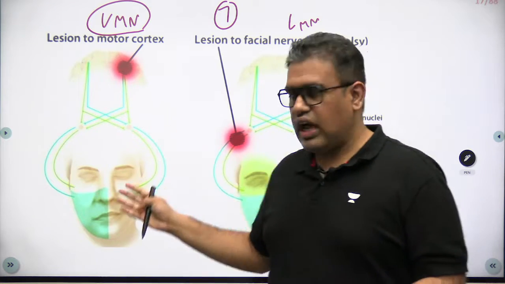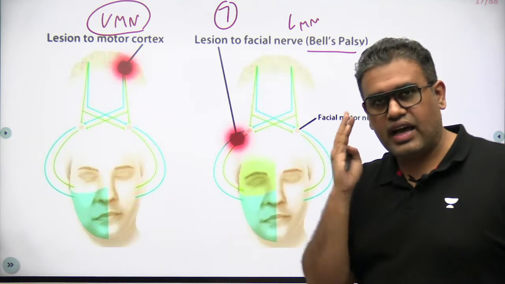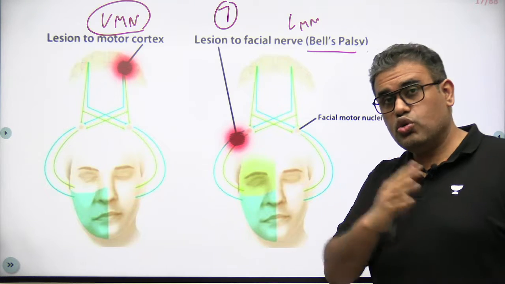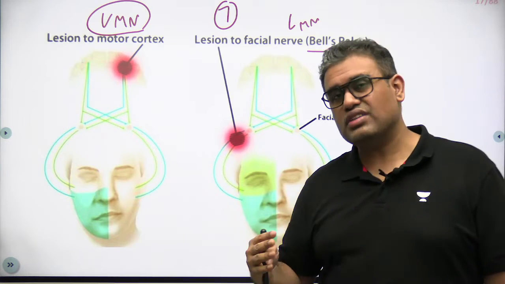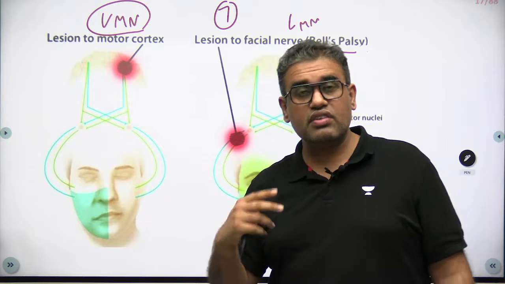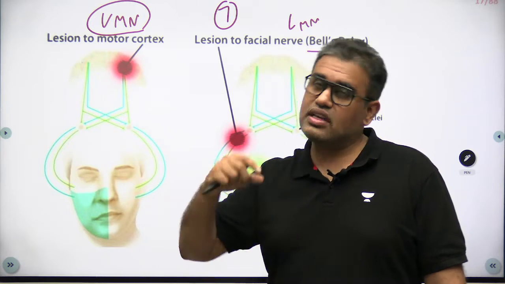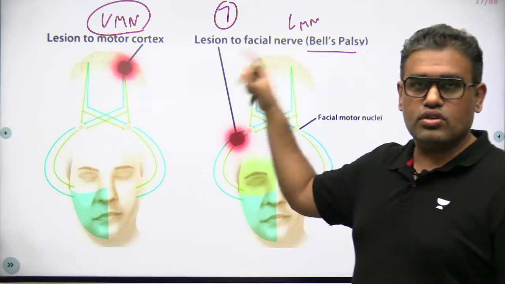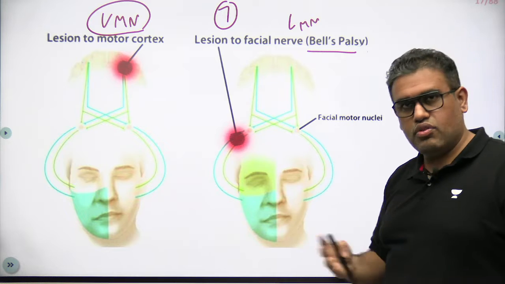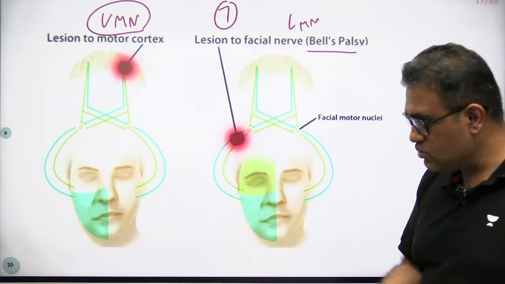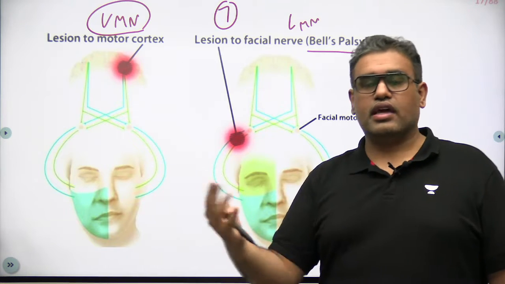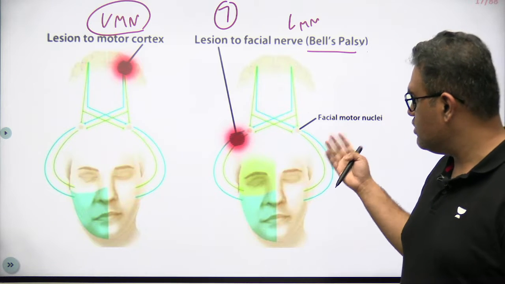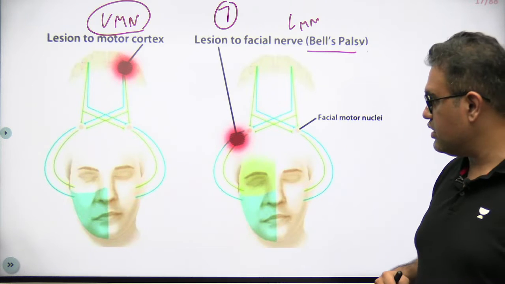So when only the lower half of the face is involved, you should be highly suspicious of UMN palsy. UMN alone will not be the only thing involved. You have to look for other long tract signs and symptoms and the whole story, so that goes in a different direction. LMN palsy, we all know Bell's palsy is one of the most common things. Other things can also be involved in facial nerve LMN palsy, right?